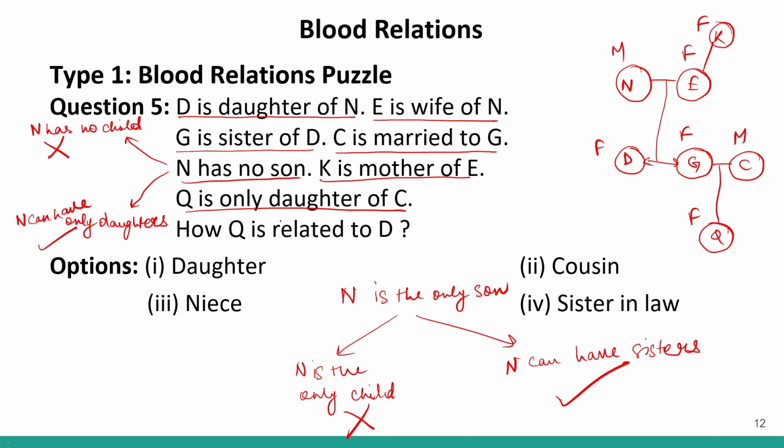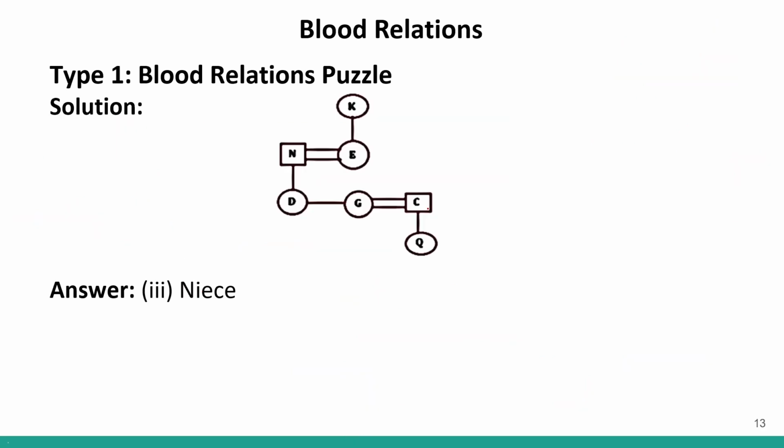Now we have to find out how Q is related to D. Q would be the niece of D, because D is basically the aunt of Q, correct? So Q would be the niece of D. Answer option number 3 will be the correct answer. Q is the niece of D. Okay, moving forward.